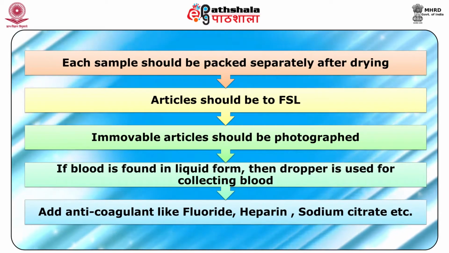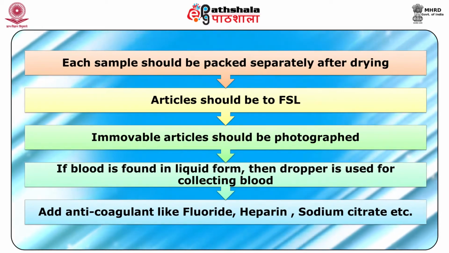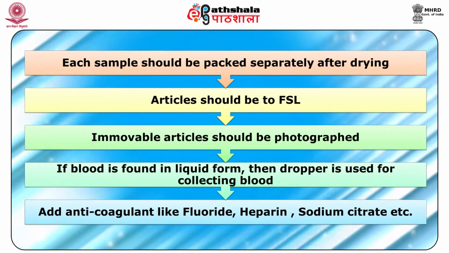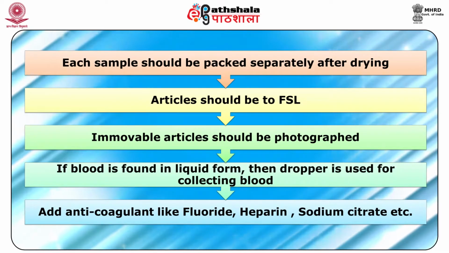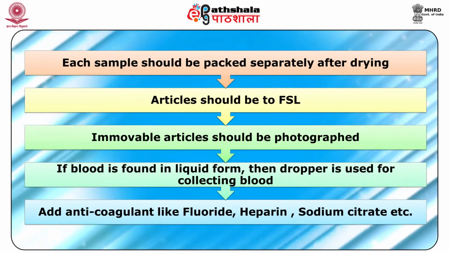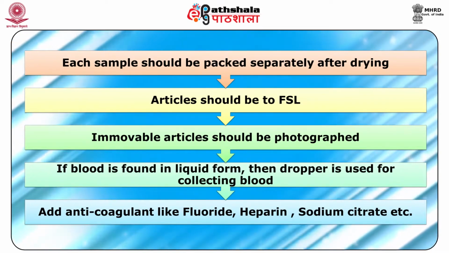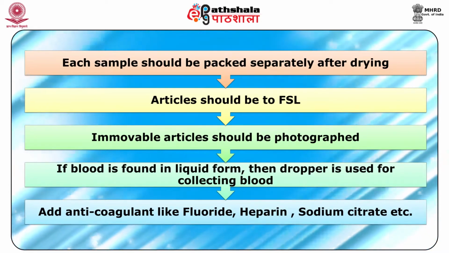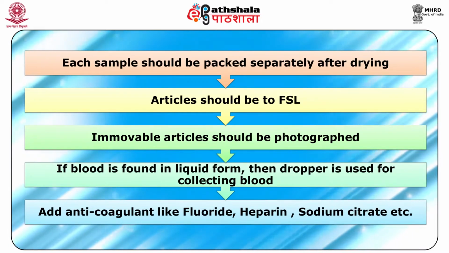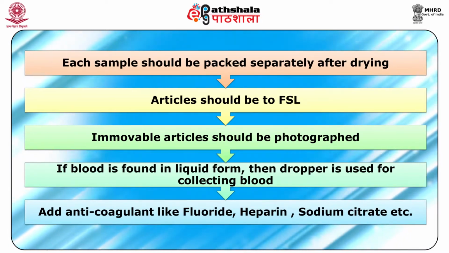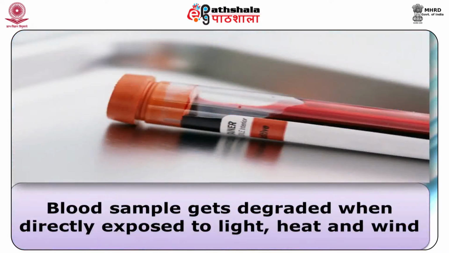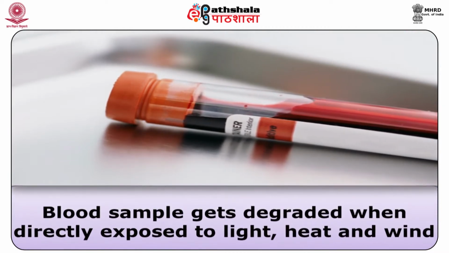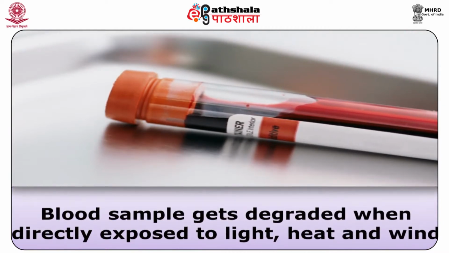If blood is found in liquid form at the crime scene, then a dropper is used to collect the blood, and the blood is preserved in a glass or plastic bottle after adding an anticoagulant, which prevents the coagulation of blood, like fluoride salt, heparin, sodium citrate, etc., and also stored in cool and dark places. Blood samples are destroyed when directly exposed to light, heat, and wind, therefore they are protected.